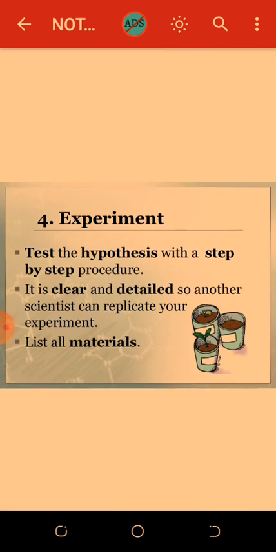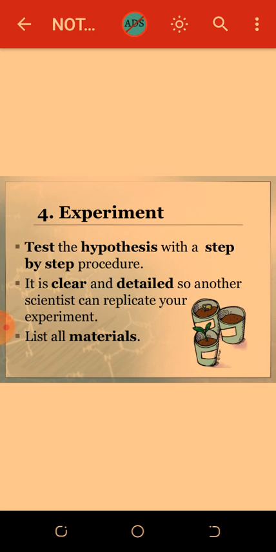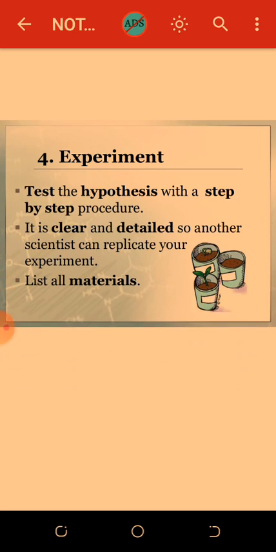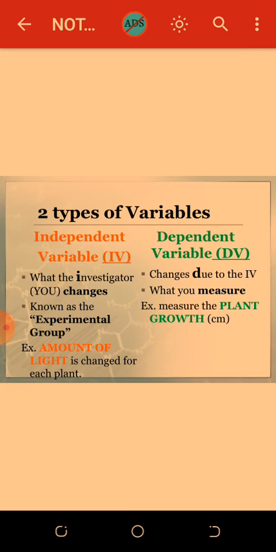The next step in the biological method is the experiment, which is very important. An experiment is performed on the basis of deduction. As we know, if plasmodium is the cause of malaria, then all malarial patients must have plasmodium in their blood sample. Test the hypothesis with a step-by-step procedure. It is clear and detailed, so another scientist can replicate your experiment. List all materials.